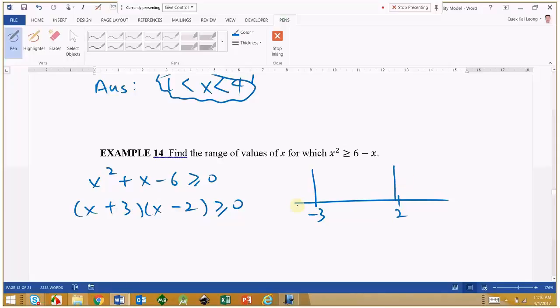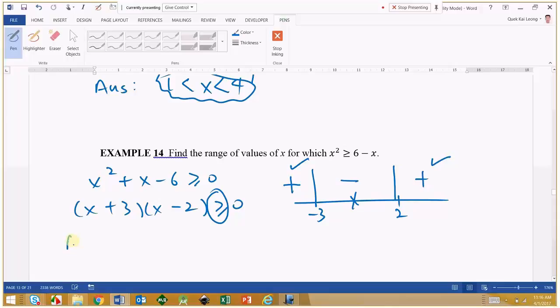So negative 4, I use negative 4 here. Negative 4 plus 3 is negative. Negative times negative is positive. I use a 0 here. 0 gives negative. Okay, and so I want a greater than, so it is these two regions.